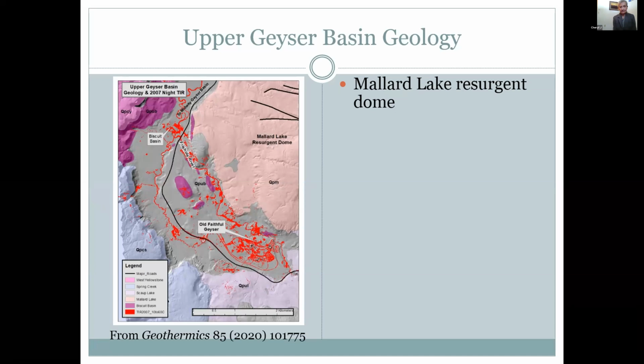Now, to focus in from the entire park to the Upper Geyser Basin where Old Faithful is located, as I mentioned in the previous slide, it's on the flank of the Mallard Lake Resurgent Dome. You can see it in this image on which I've draped lava flows, and the upper right shows the Mallard Lake Resurgent Dome and black faults represented there.